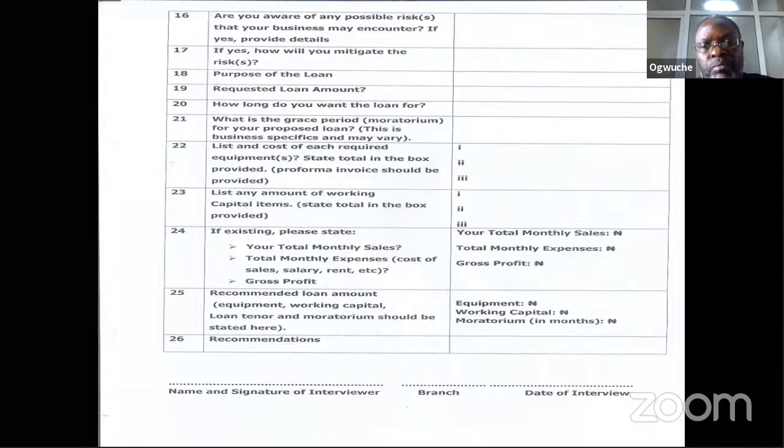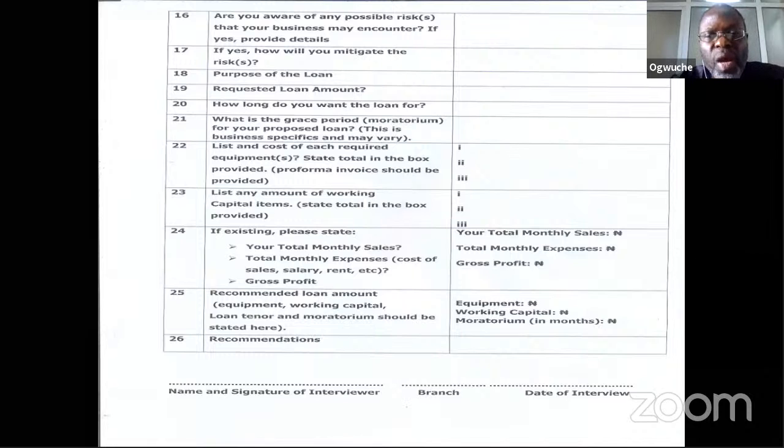So item 16, are you aware of any possible risk that your business may encounter? If yes, provide. We've just done this SWOT analysis, like you did in the previous lecture on feasibility studies, and we discussed threats. Threats are virtually the same thing as risk. So are there any risks?